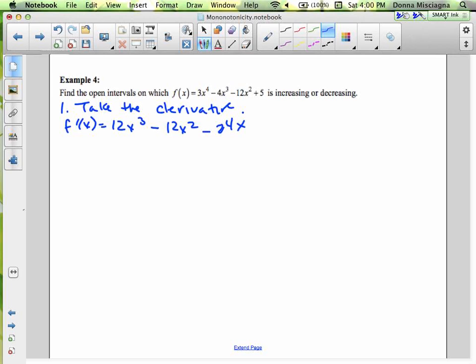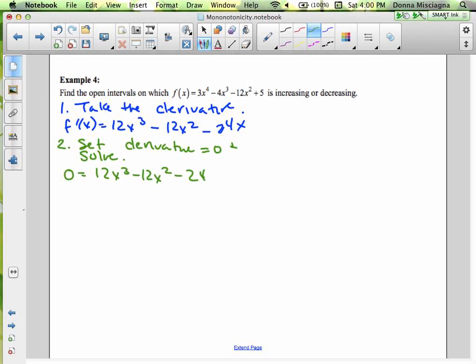All right, our derivative, f prime of x, is 12x cubed minus 12x squared minus 24x. Of course, the derivative of 5 is 0. All right, so now step 2. Set derivative equal to 0 and solve. So we've got 0 equals 12x cubed minus 12x squared minus 24x.